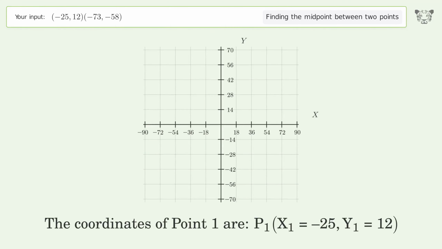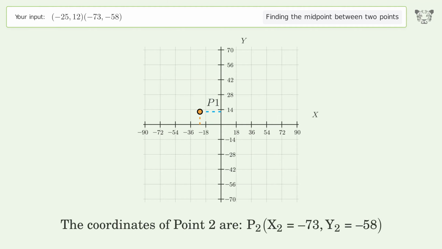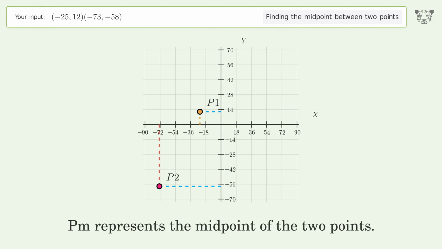The coordinates of point 1 are x1 equals -25, y1 equals 12. The coordinates of point 2 are x2 equals -73, y2 equals -58. PM represents the midpoint of the 2 points.